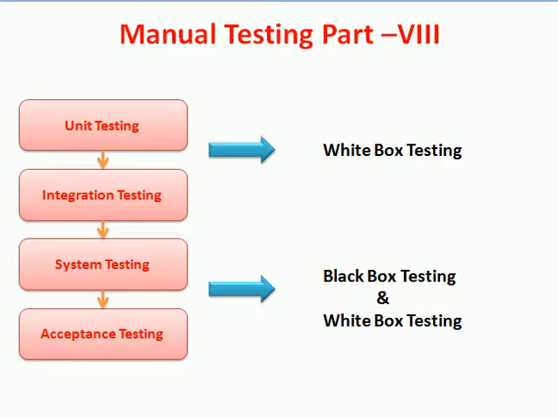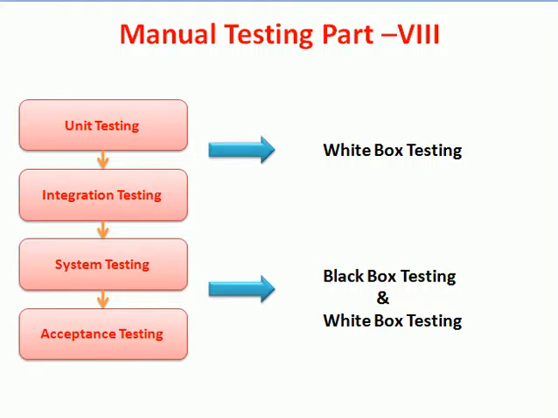Majority of the system testing and acceptance testing can be done in a black box fashion without knowing details about the internals, but there are some types of testing done in system testing, like performance testing and security testing, which do require knowledge about the internals of the software. But overall, we can say that unit testing and integration testing are majorly white box testing, and system testing and acceptance testing are majorly black box testing.